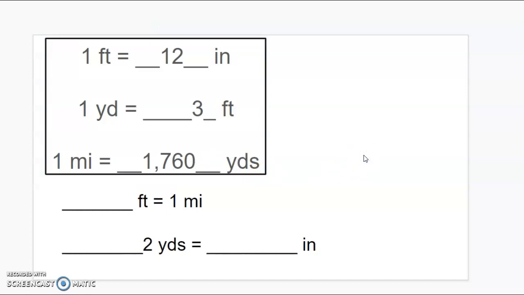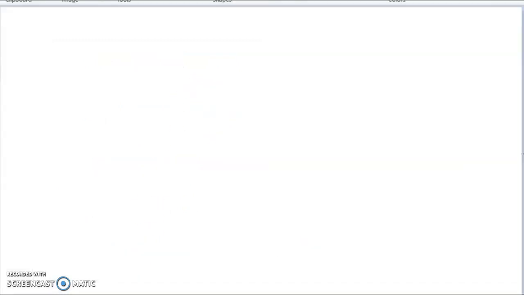Now some of the questions are going to be just as easy as this. Other ones you have to do a little bit different. So the next one on the bottom says blank feet equal 1 mile. Well, 1 mile equals this many yards. So that means we have to convert twice. So this would be one conversion. And then we'd have to go, okay, well that's yards, so how many feet? 3. So how do we get how many miles in feet? We do this number times 3.